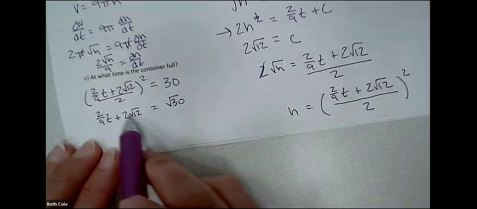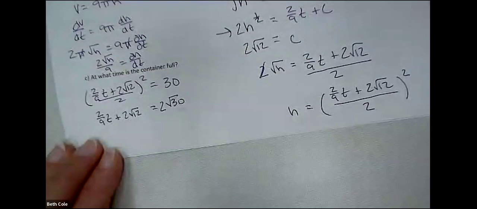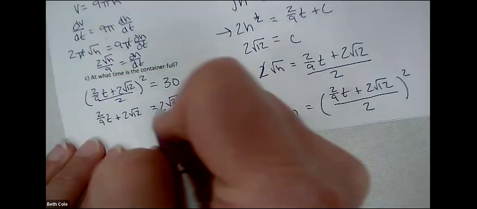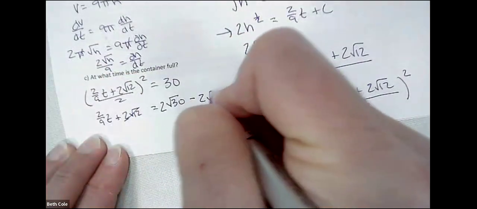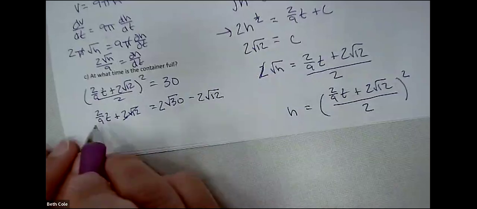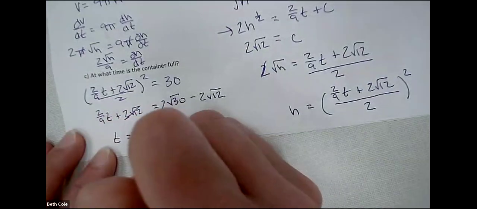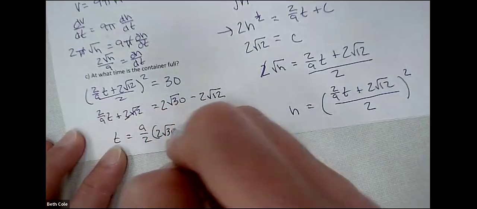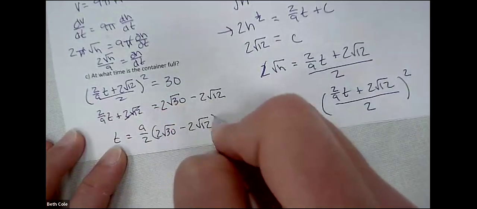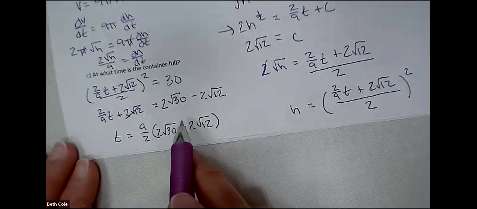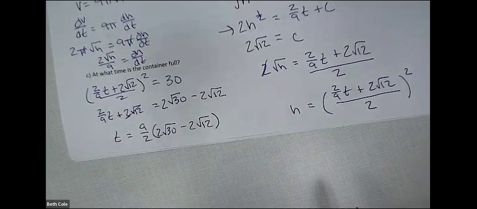And then to get rid of this dividing by 2, I'm going to multiply that 2 to the other side. I'm going to subtract over this 2 square root of 12. And then the last step, to get rid of the 2/9, I'm going to multiply by 9/2. So 9/2 times all of this. Again, yours is going to look way nicer on your test because if you set it equal to 0, it's just going to turn out a whole lot nicer.